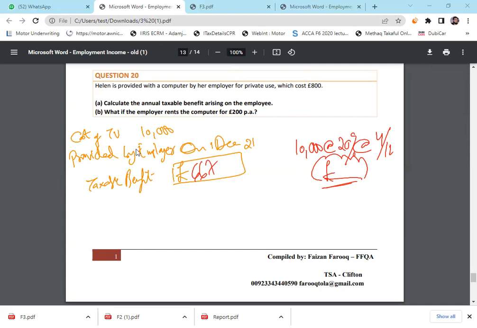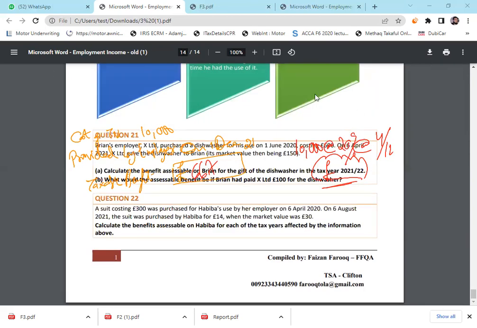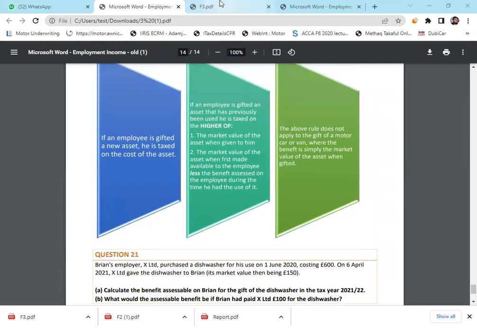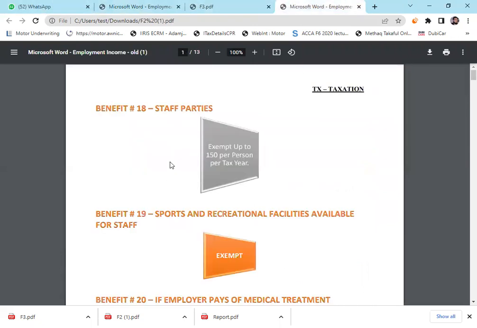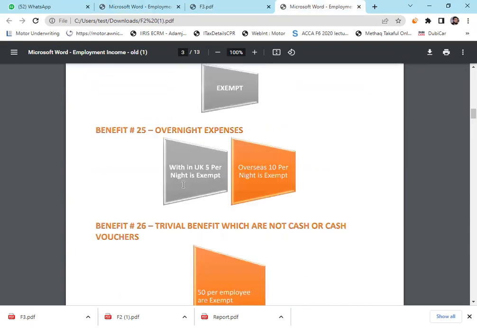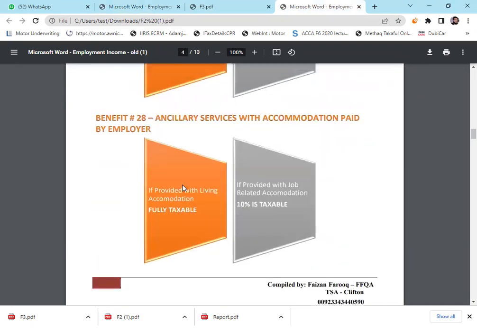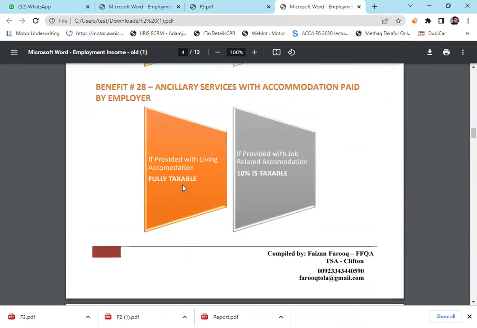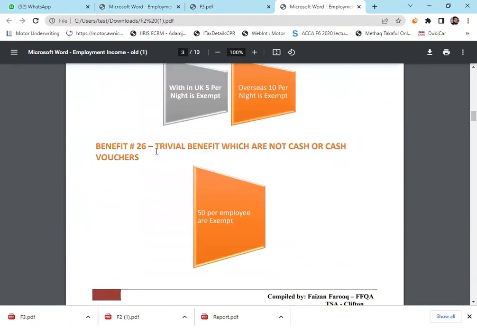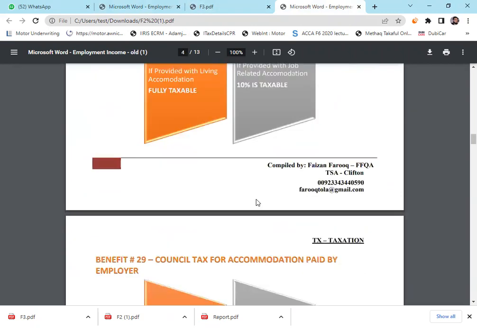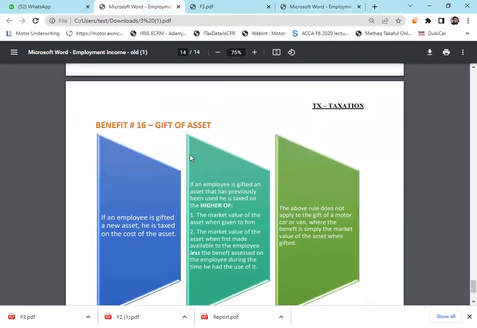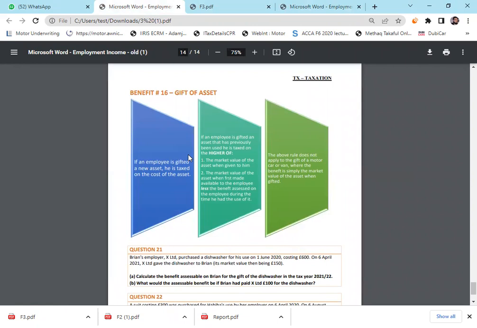In our last class, we discussed benefit number 18, 19, and so on. These are all exempt benefits we already discussed, except vouchers. Till travel benefits, till benefit number 26, we already discussed. We are left with only 2 or 3 benefits. One of them is gift of asset. Gift of asset and use of asset, the difference. Then we will continue gift of asset tomorrow, inshallah.